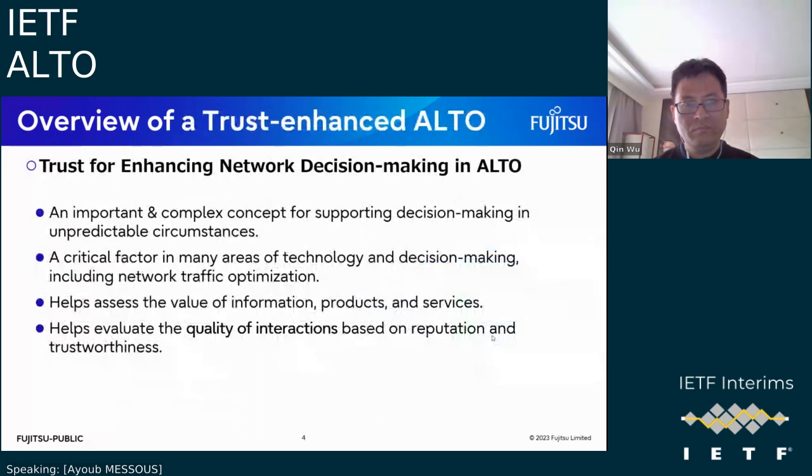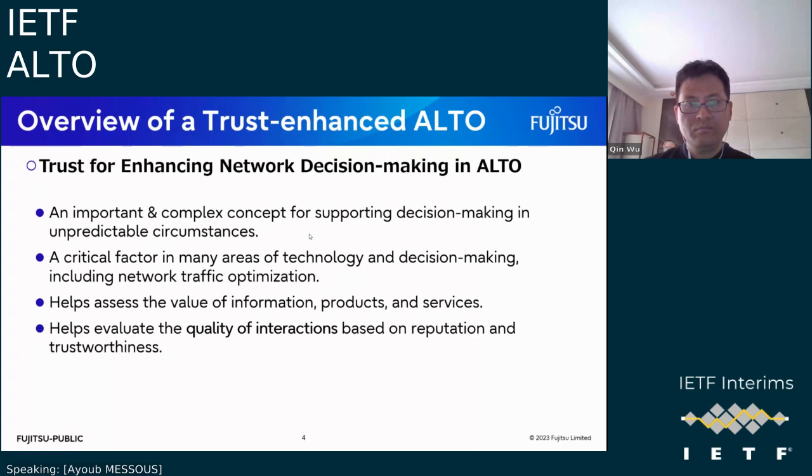So what is the value of trust? What value can trust bring for enhancing network decision making, especially in ALTO? As already established following the side meeting we had at IETF Yokohama, trust is an important and complex concept that helps support decision making in unpredictable network circumstances and environments.